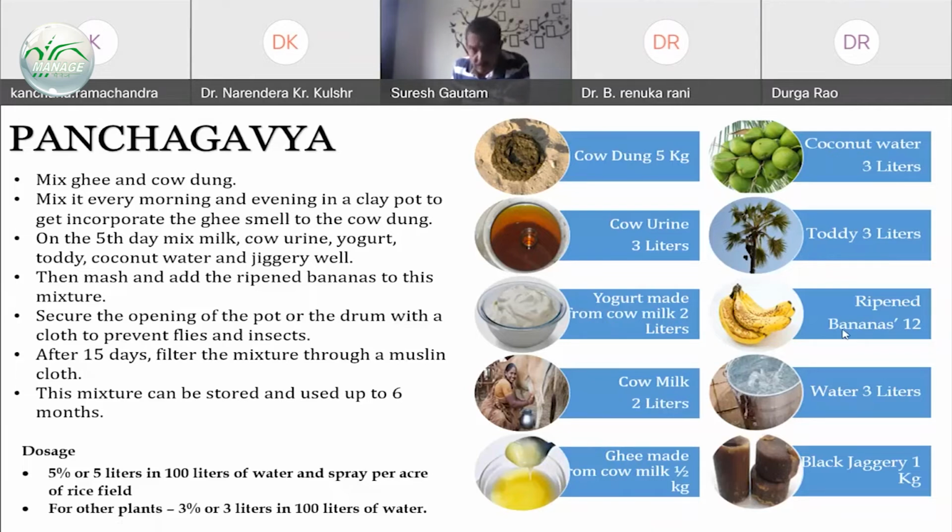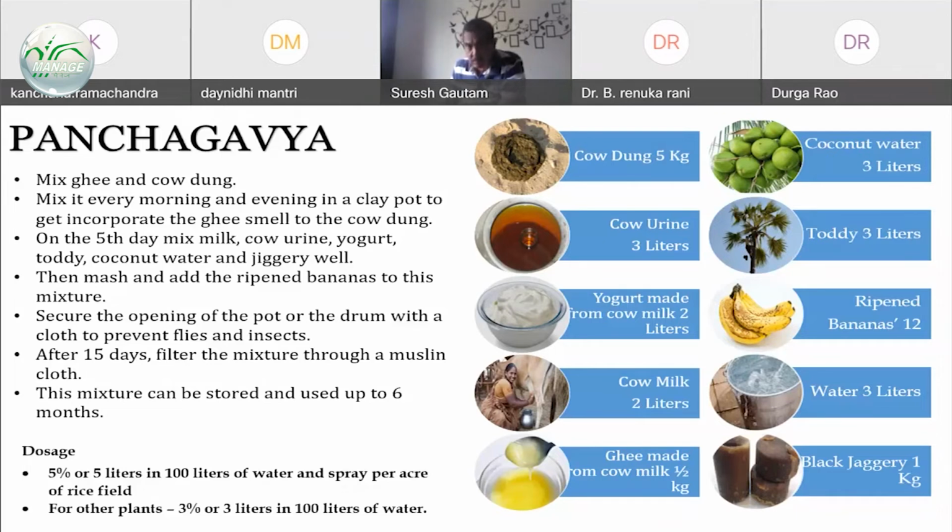Then add cow urine 3 liters, yogurt 2 liters, or curd or cow milk 2 liters, and then coconut water, 3 liters. Toddy; if toddy is not available, you can add buttermilk or yeast. In bakeries you will get yeast that you can add. Then ripened bananas 12, then water 3 liters, and black jaggery 1 kg. All these ingredients you mix in the pot where cow dung and ghee were mixed for 3 days.